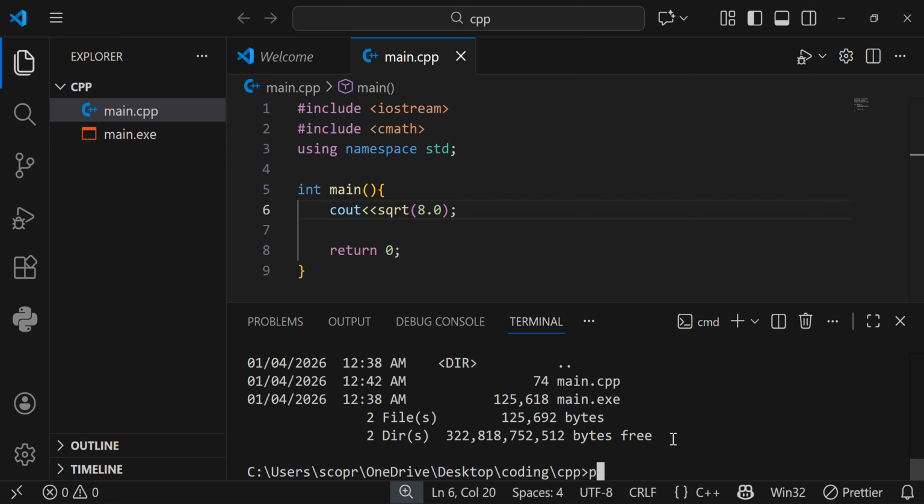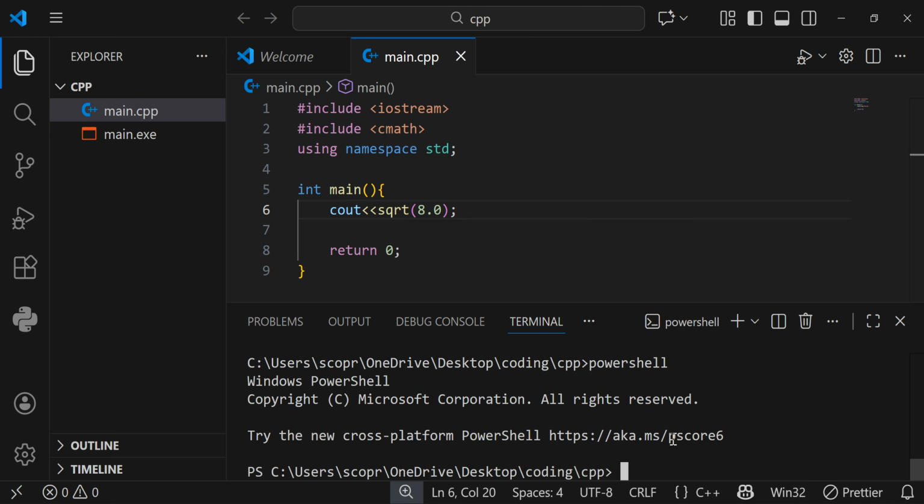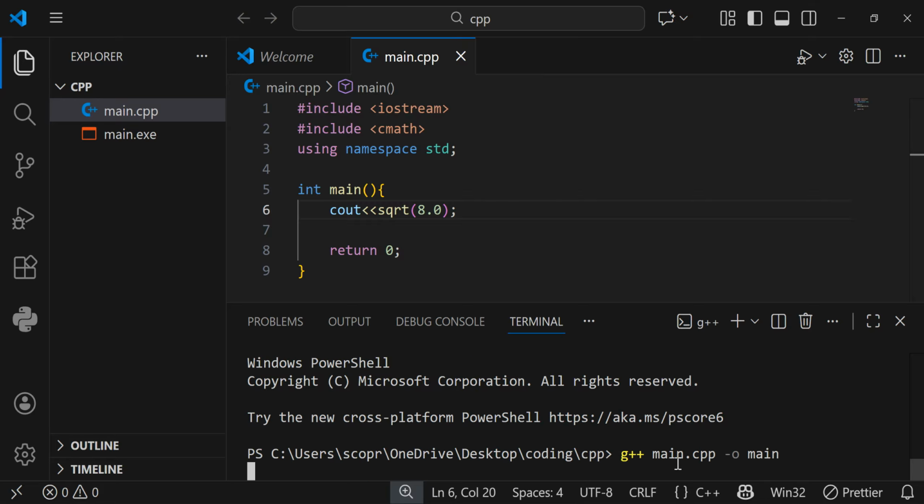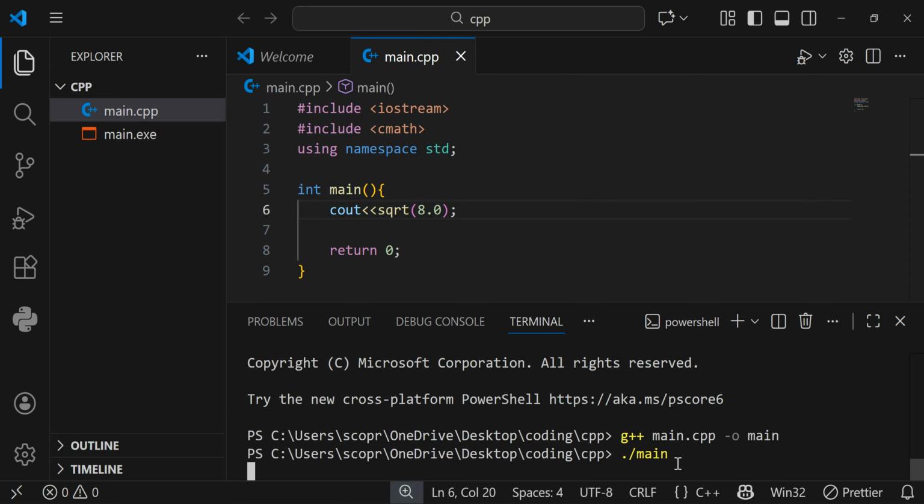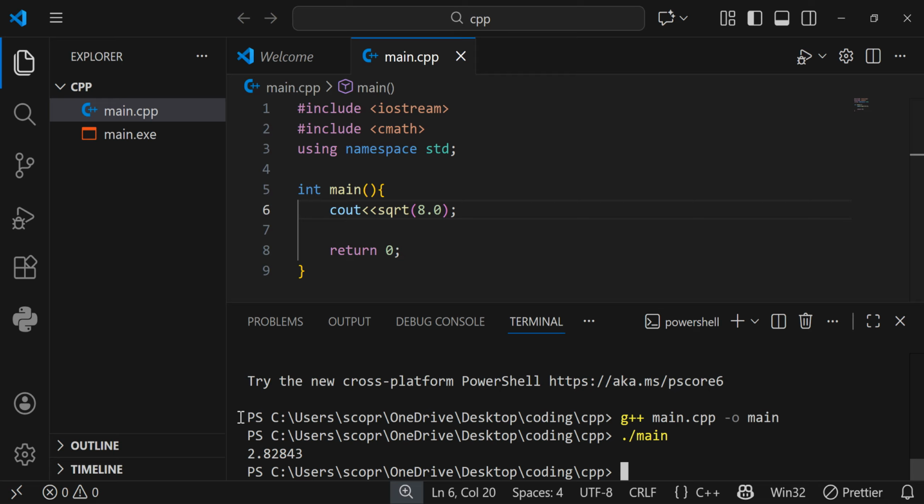I'm using PowerShell here, let me change to it. We need to compile, and we are going to compile using g++. After compiling, we are going to run our program like that, ./main, as you can see.